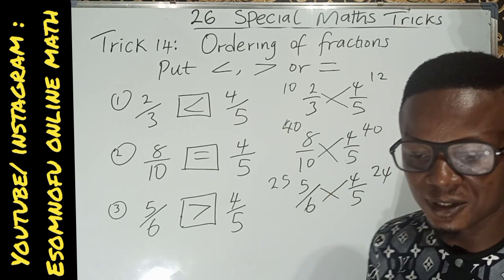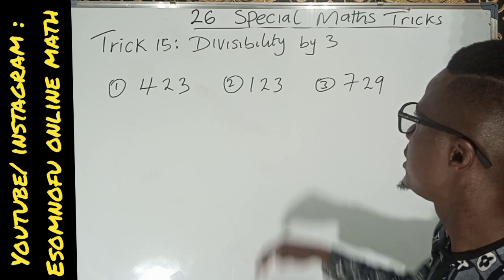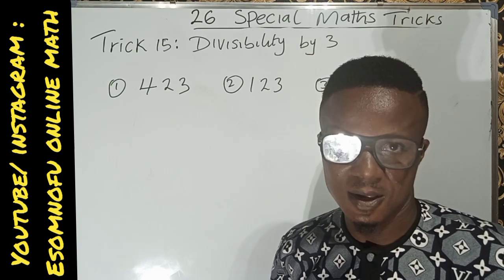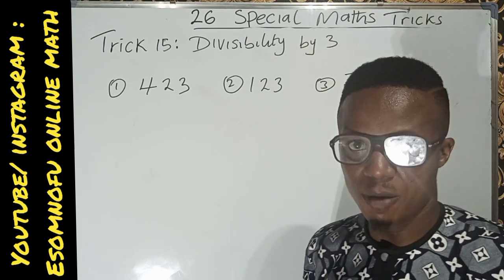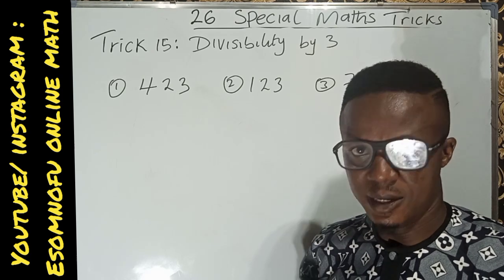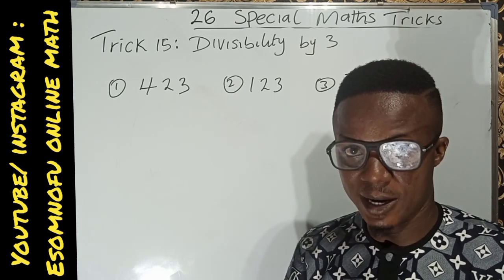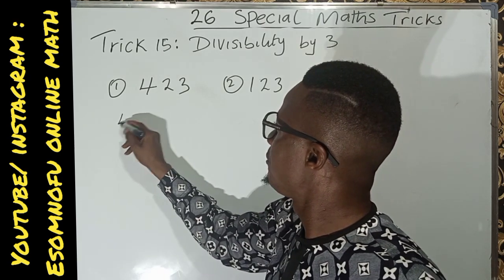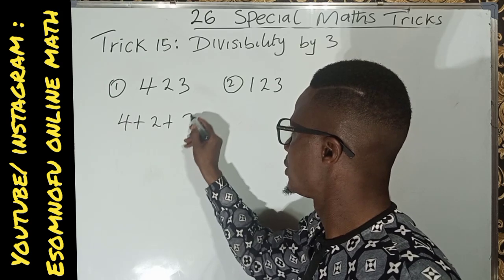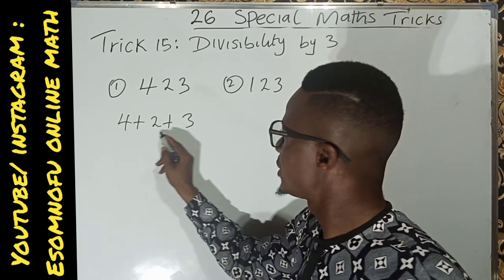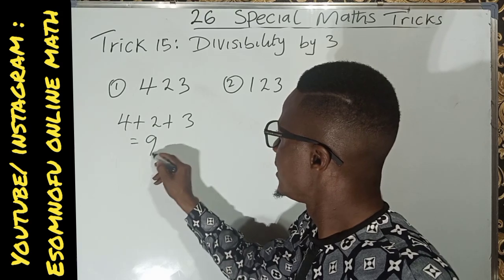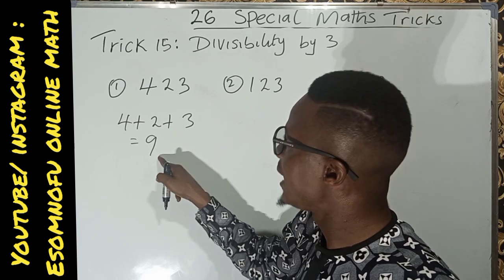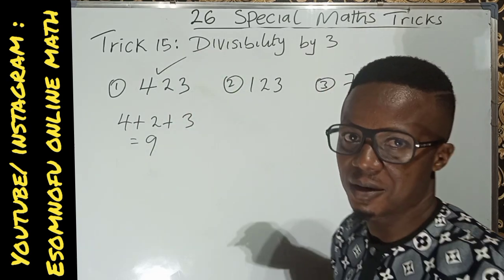Let's go to trick number 15. Okay, in trick number 15, we call it divisibility by 3. If you want to know if a number is divisible by 3, add the digits that make up the number. After the addition, if the result is giving you something 3 can divide, it means that 3 can divide that number. For example, in number 1, I have 4 plus 2 plus 3. And 4 plus 2 is 6. 6 plus 3 will give me 9. Now you ask yourself, can 3 divide 9? Yes. Since 3 can divide this 9, it means that this number is divisible by 3.